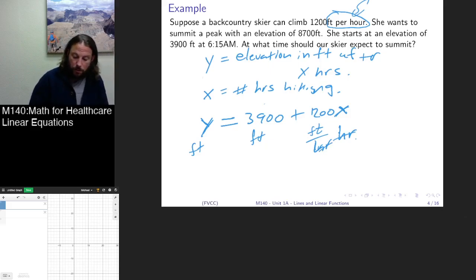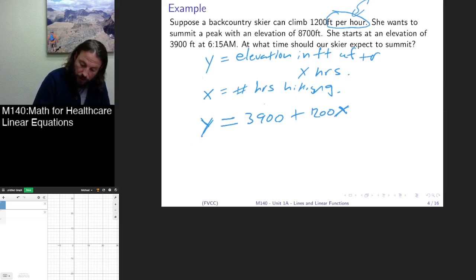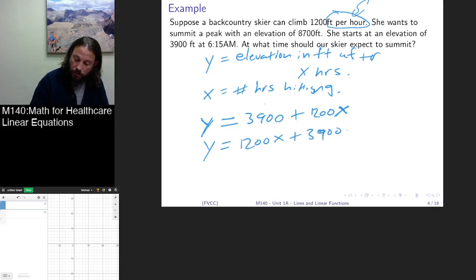All right, so like I said, this could be coming back to you a little bit, and maybe if I wrote this a little differently, it may really look familiar. y equals 1,200x plus 3,900, and notice when we plug in 0 for x, 0 times 1,200 is 0, which gives us 3,900 feet. That's where we'd be at.